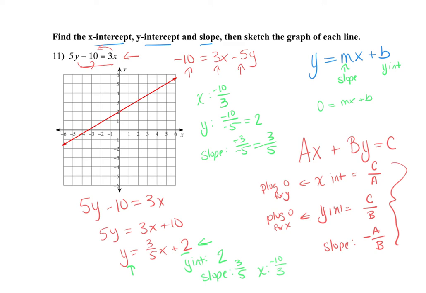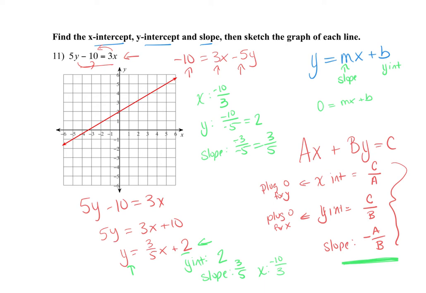So you have to pay attention to what format it's in. Your x-intercept is always when your y is 0. Your y-intercept is always when your x is 0. And your slope, if you put it in slope-intercept form, it's your m. If it's in standard form, it's negative a over b, all right? So you may want to try to remember these 3 right here, because they will help you when it's in standard form. Because the next one, 12, is almost in standard form.